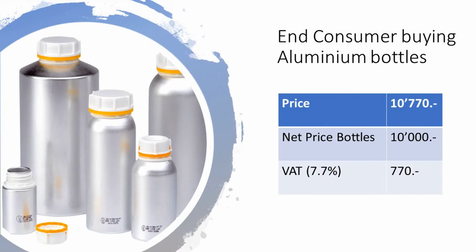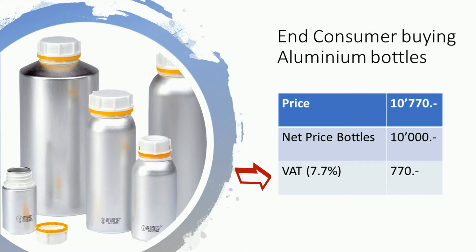So how does it work practically? Let's take the example of a consumer buying aluminium bottles in Switzerland. The value of the goods is, let's say, 10,000 Swiss francs, the so-called net amount. On this amount, VAT is charged at the rate of 7.7%. This is the standard Swiss rate for goods and services.